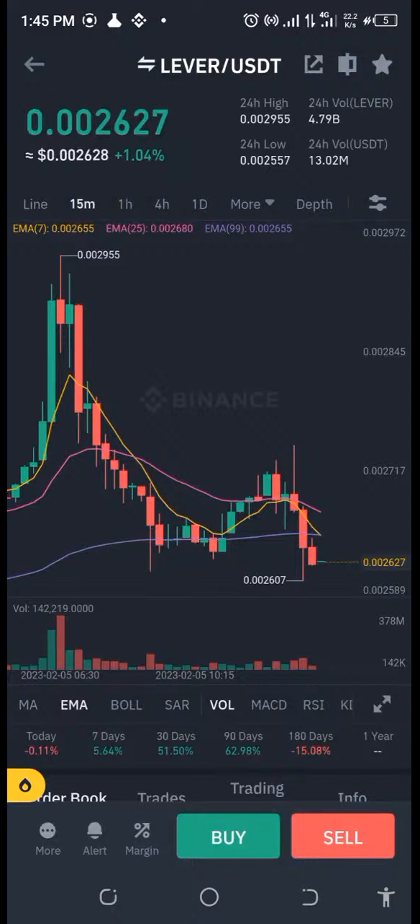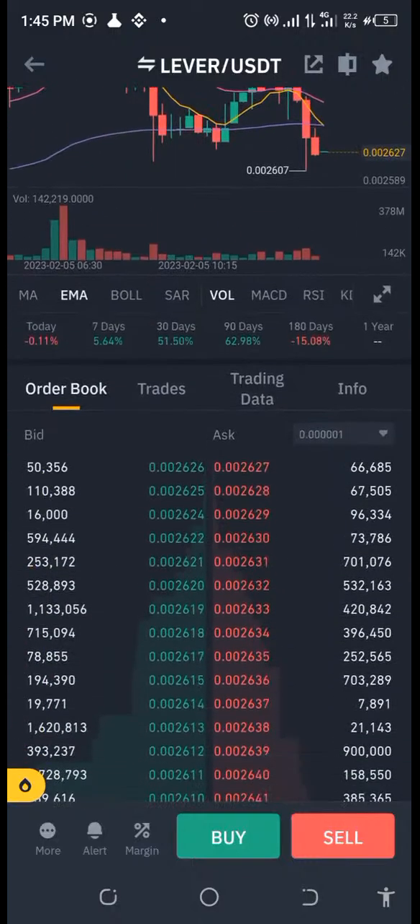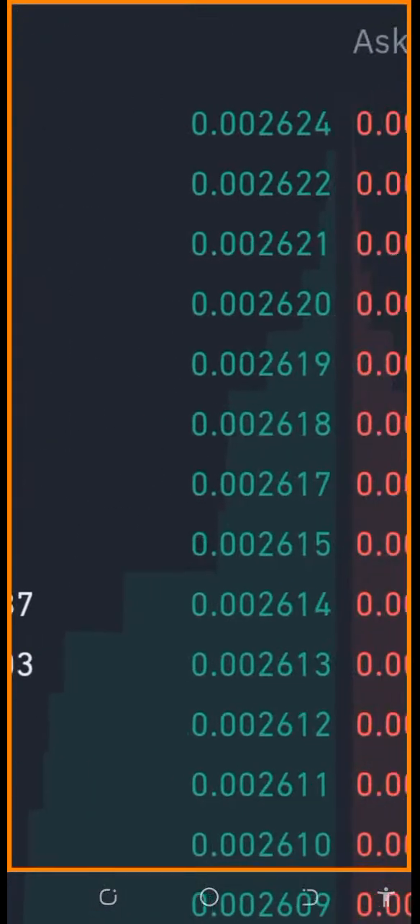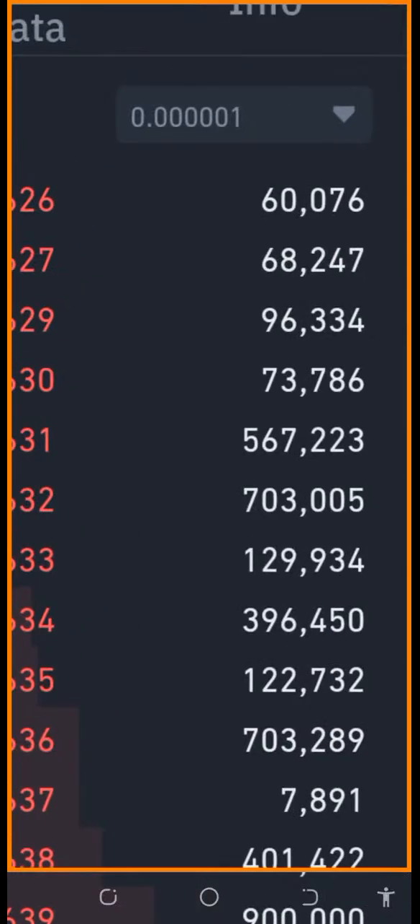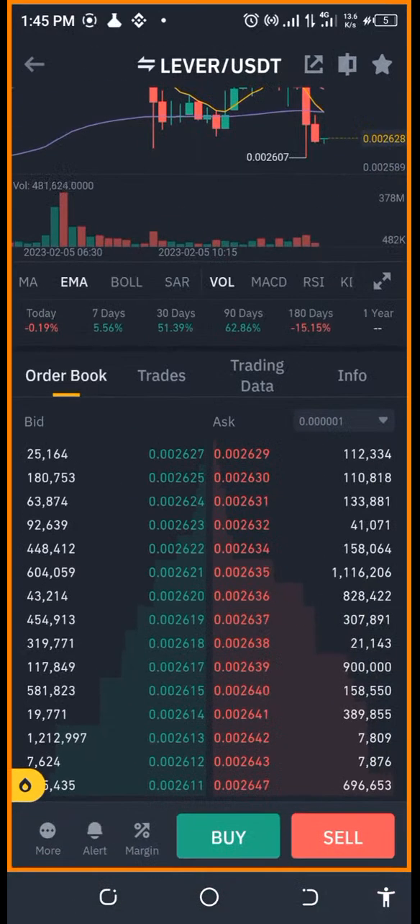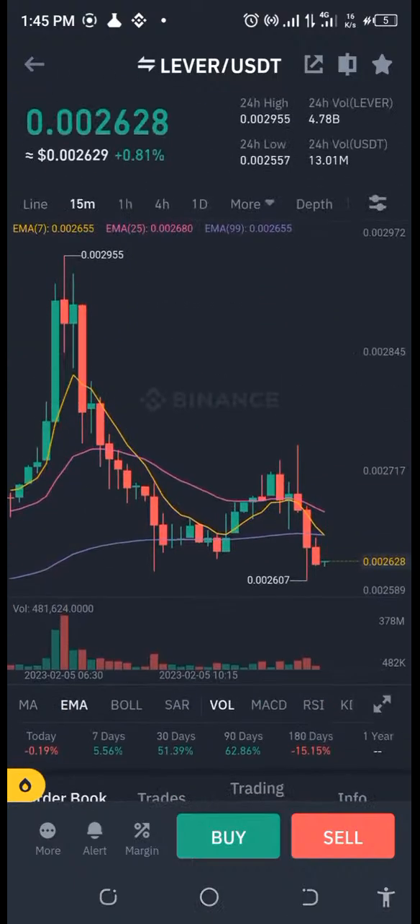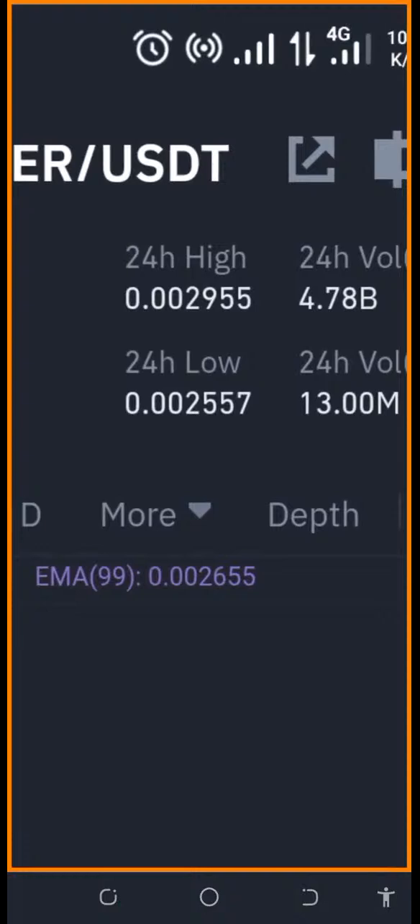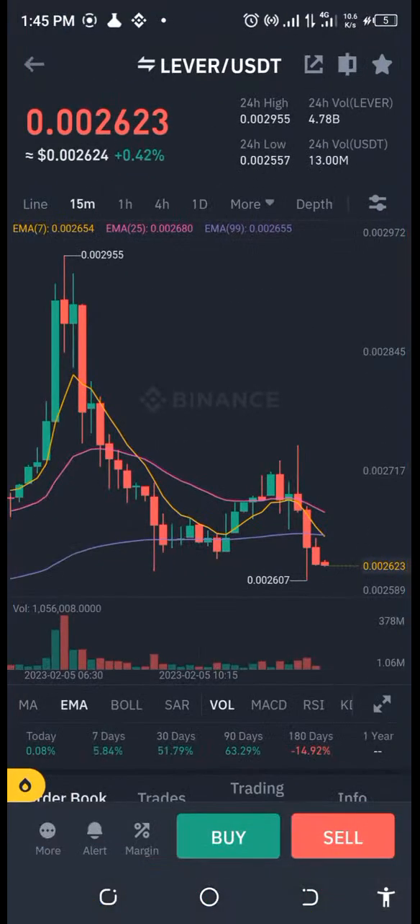Okay, now if you look at this, you will see that there's quite a lot of velocity going on here. You can see that it's moving, people are buying, people are selling. Not too much on the sell side, but on the buy side there's a whole lot going on. And as you can see, if you check the all-time high and all-time low, you would see that the 24-hour high is 0.002955, while the low is 0.002557. So we're going to choose something in between.